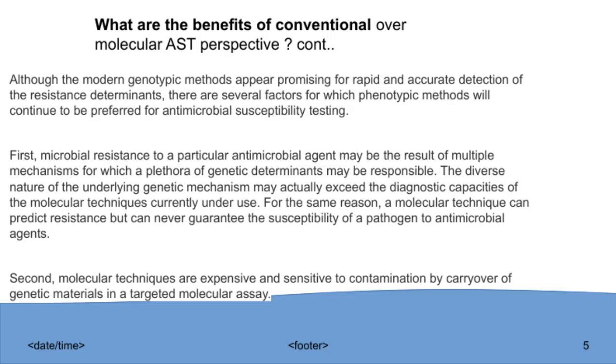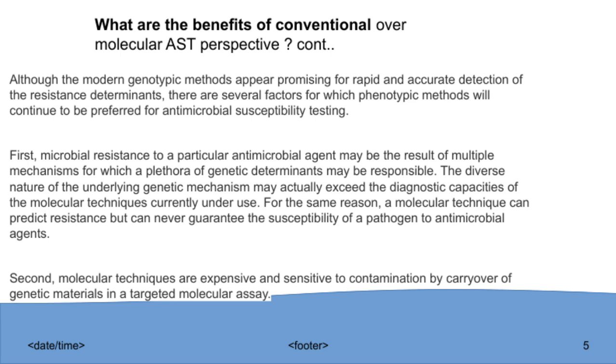Now, continuing our discussion on the benefits of conventional methods over molecular ASD, from this perspective, let's delve deeper. Although modern genotypic methods seem promising, offering rapid and potentially more accurate detection of resistance determinants, there are still important reasons why phenotypic methods remain crucial. First, resistance in microbes can be driven by multiple mechanisms. This means that a single resistance trait might involve various genetic factors.